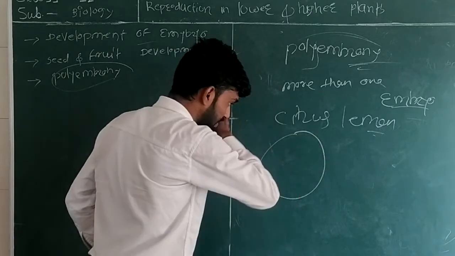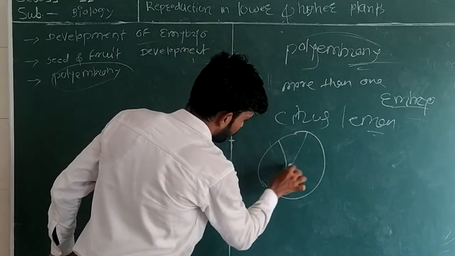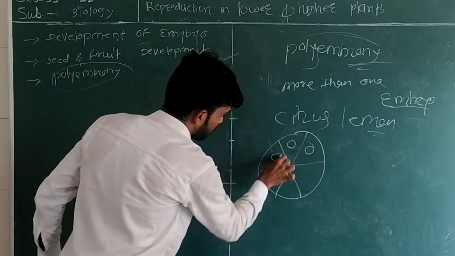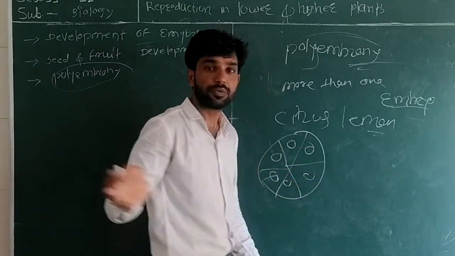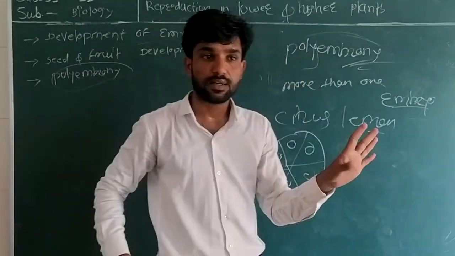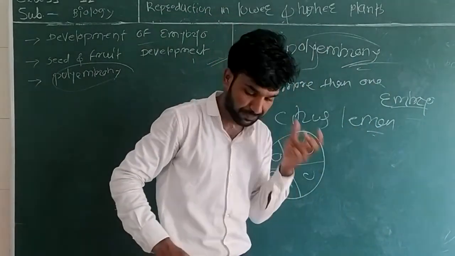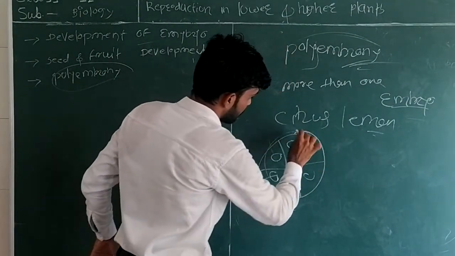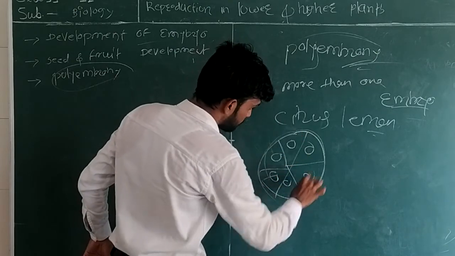This is a half portion of lemon, and you can see there are a number of seeds in a single fruit. This is an example of polyembryony, one of the best examples for it. In a single fruit, there are a number of embryos or seeds produced.